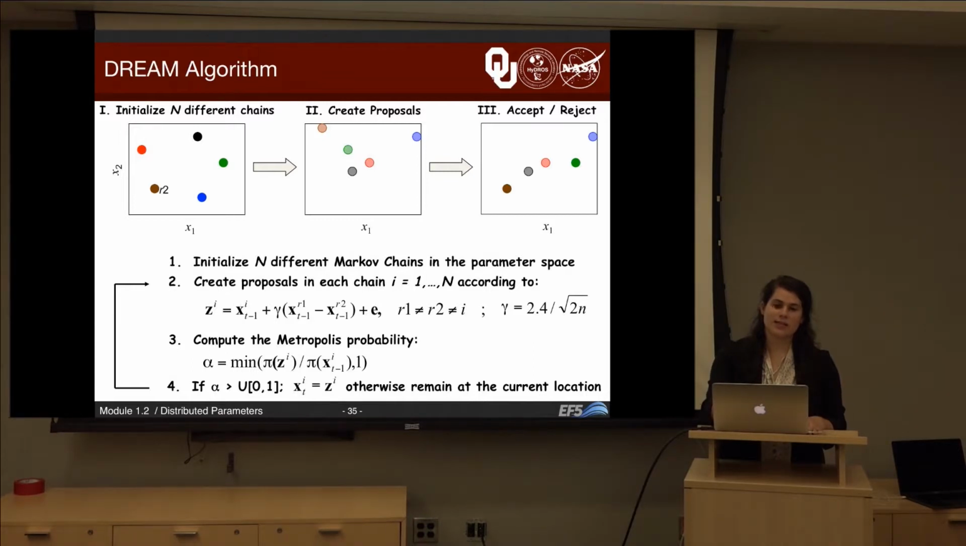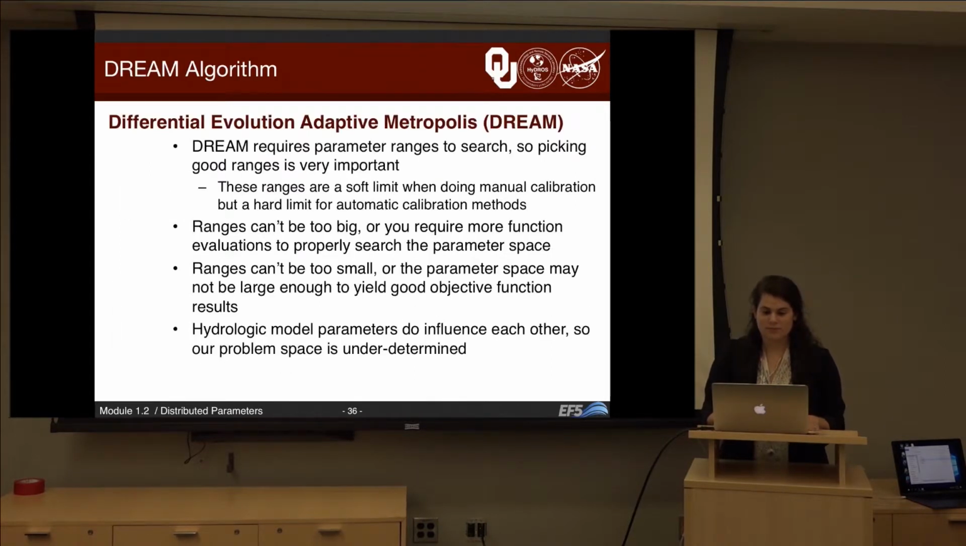And so as we can see, the brown dot did not change. So that means that in the second proposal, in the second step, it didn't have a better score. So it went back to its original place. And that's kind of what the EF5 DREAM algorithm does.